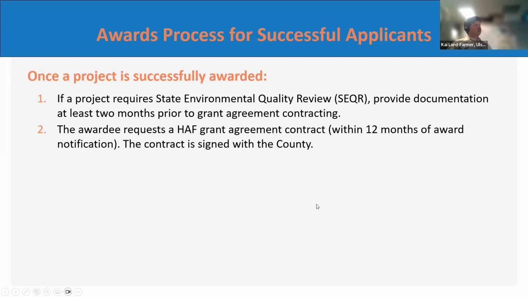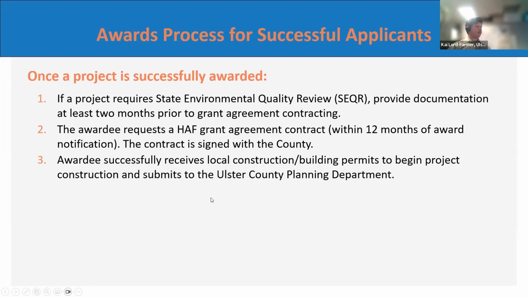The awardee then requests a Housing Action Fund grant agreement with the county, and this needs to happen within 12 months of the award notification. So once the legislature approves all the projects, you'll get a letter of intent to award. You need to then request those funds, or a contract rather, within 12 months. Then you'll go into a contract agreement with the county for the funding.